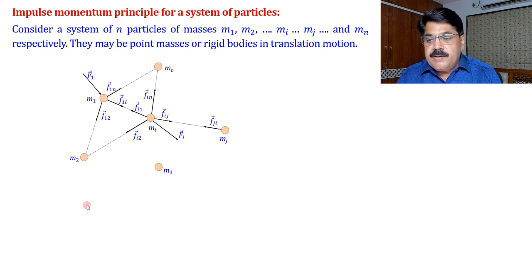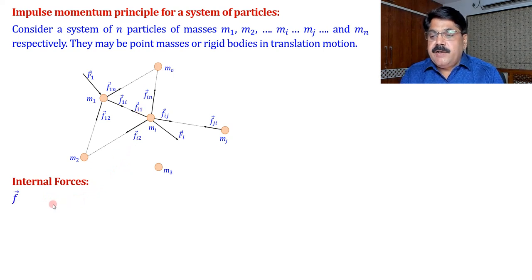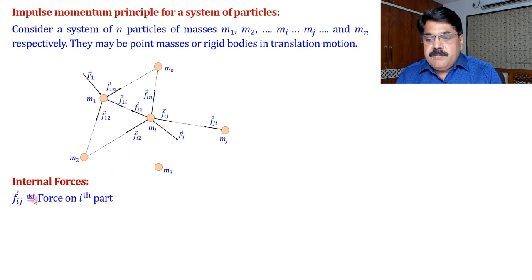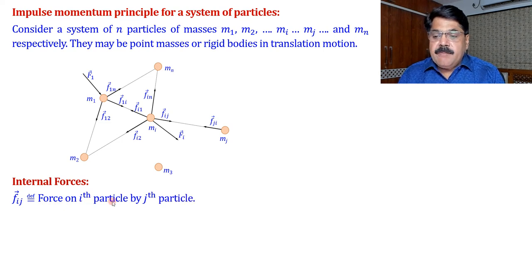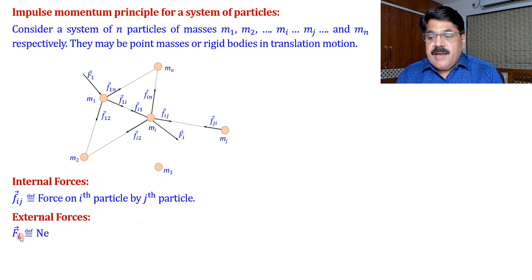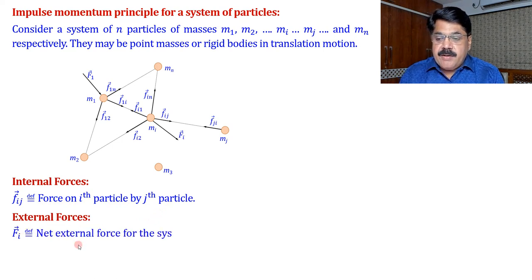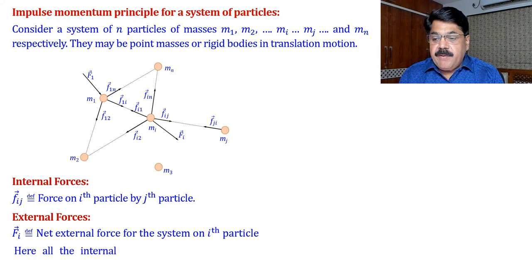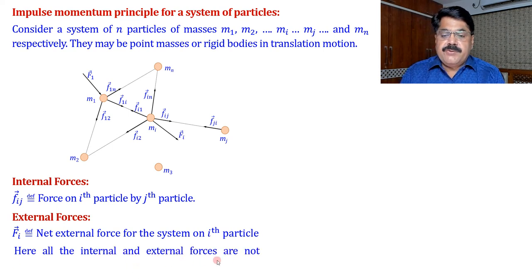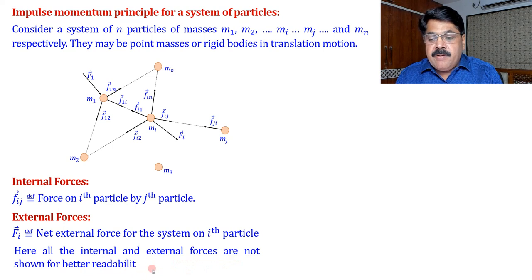So let us document these notations first. What are the internal forces? They are represented by small case letters here. Small Fij vector, by definition, is the force on the ith particle by the jth particle. Similarly, what are external forces? Capital Fi, by definition, I am denoting as the net external force for the system on the ith particle. Here one more thing: we are not showing all the forces in this diagram because the diagram would become too complex. So all the internal and external forces are not shown, for better readability of the diagram.